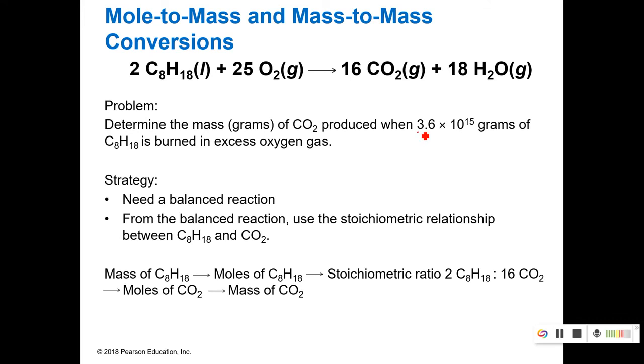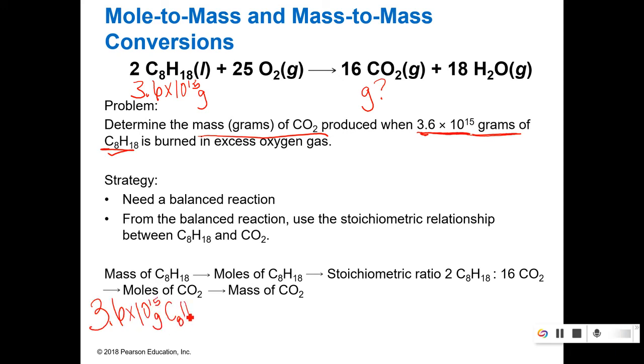All right, so again, first we're going to determine the mass of carbon dioxide, and it gave us grams of octane. So I would normally write grams of carbon dioxide, or grams question marks, that's what I'm looking for. And then I would write what we have here. All right, so I'm going to do the math. I'll do it at the bottom. So 3.6 times 10 to the 15 grams of octane. Remember, you've got to get your molar mass from the periodic table. So grams of octane goes to the bottom. And remember, that's 1 mole octane.